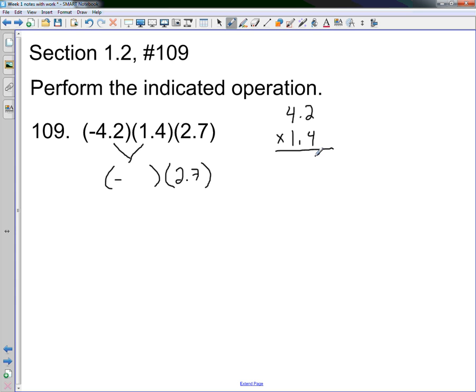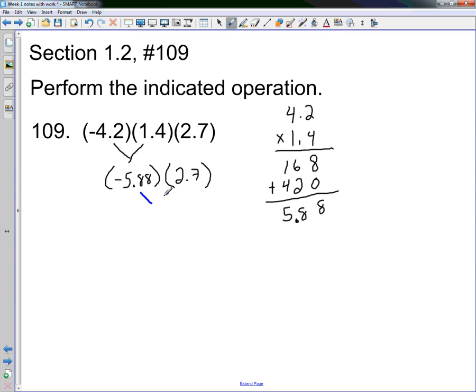So 4 times 2 is 8. 4 times 4 is 16. Have our placeholder because we've moved over. So 1 times 2 and 1 times 4. And we add them up, and we get 588. Remember when you're multiplying decimals, count the number of decimal places. So we have 1 and 1, which gives us a total of 2. So remember 1, 2. So this is really negative 5.88.